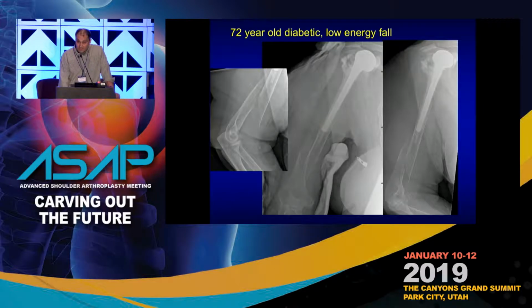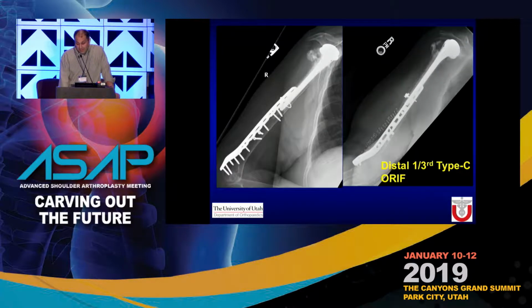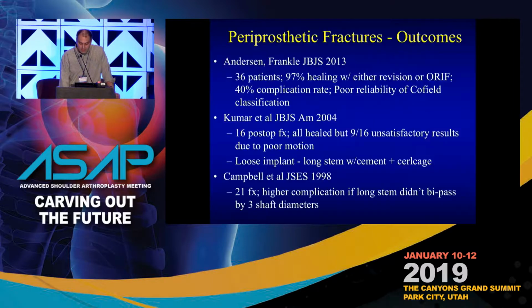And here's a 72-year-old diabetic that had a low energy fall with a pure type C fracture with a stable implant. And for me, even though the arthroplasty is not pretty, she had no problem. She wasn't complaining about this. So I was not going to go and stir a hornet's nest with this, and I just went and fixed it through a posterior approach, distal humeral locking plate, proximal cerclages, and distal screws.